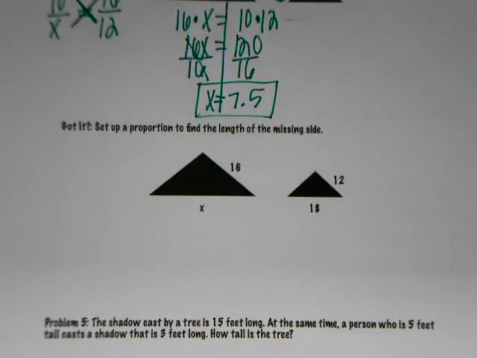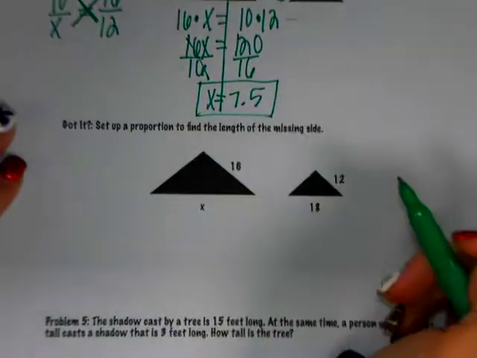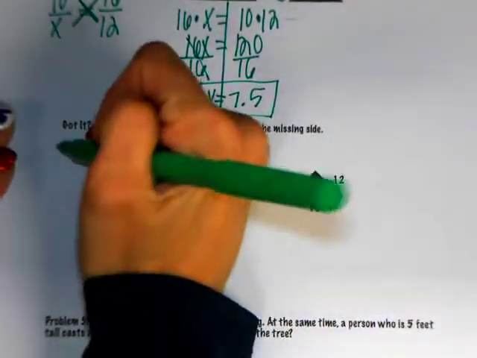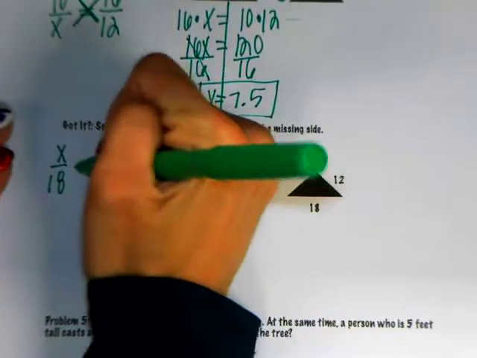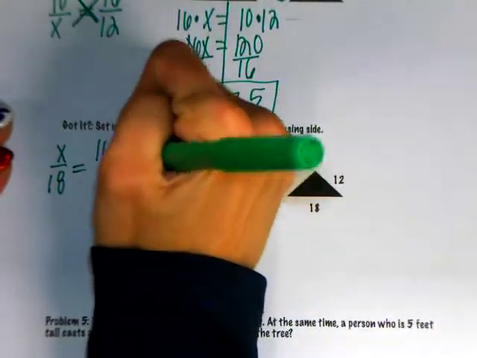I think so. All right, so let's go with this. I'm going to set it up the way that I would, and don't erase yours if it's not the exact same, because you're going to check and see if yours is also correct. So I would probably do x over 18 equals 16 over 12.